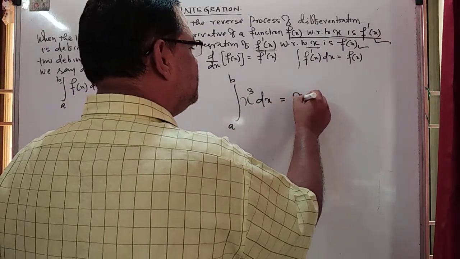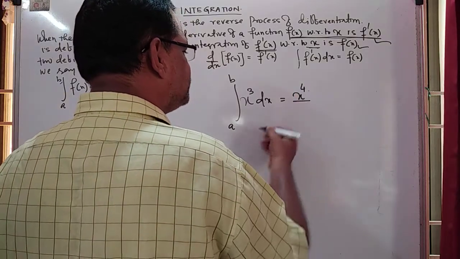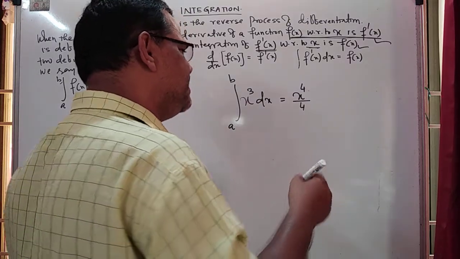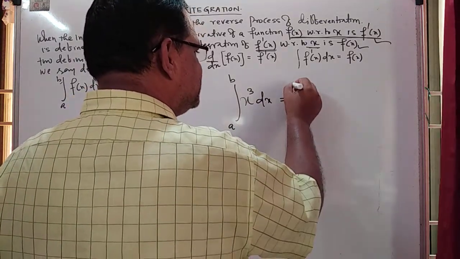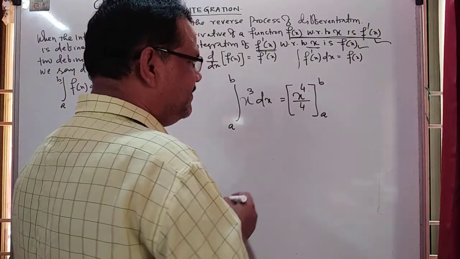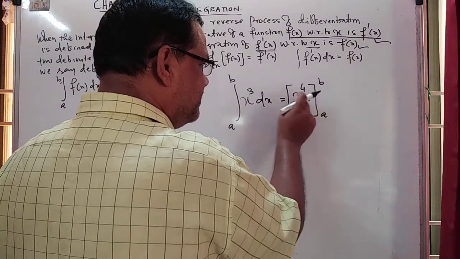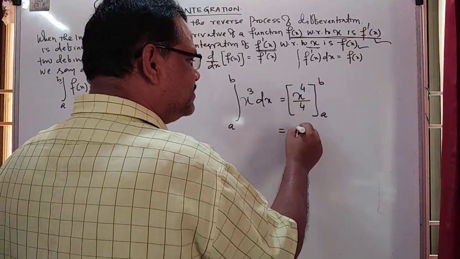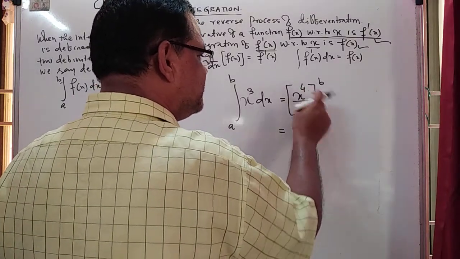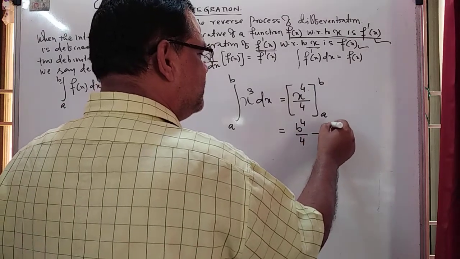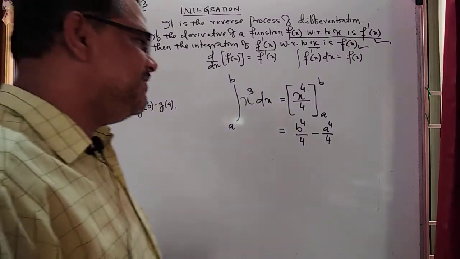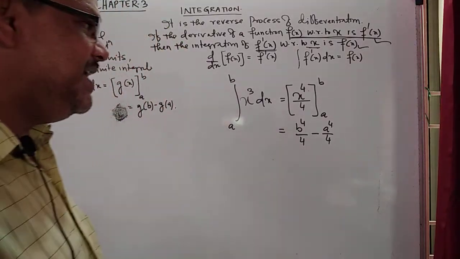We get x to the power 4 upon 4, and you must be thinking that in indefinite integration the constant c was coming. You can put the c also, there will be no problem. Simply limiting it from a to b, what you get is, in place of x you put b, so b to the power 4 upon 4, minus, in place of x you put a, a to the power 4 upon 4. That is the definite integration. We are limiting with definite limits.